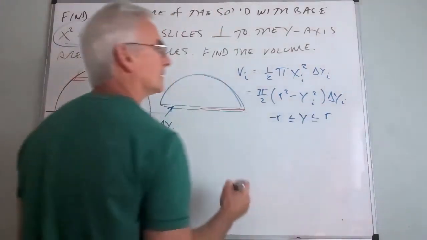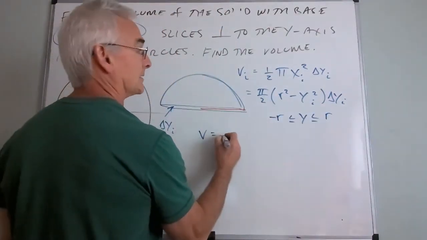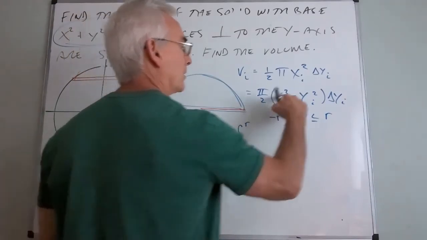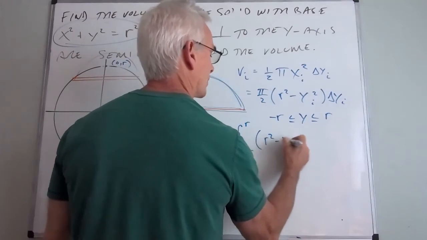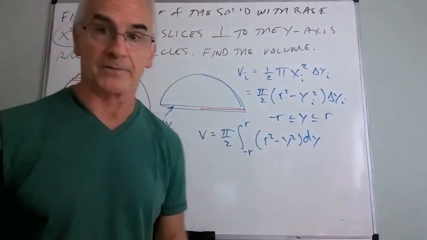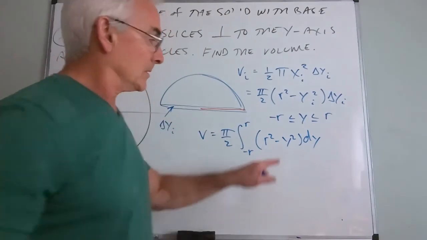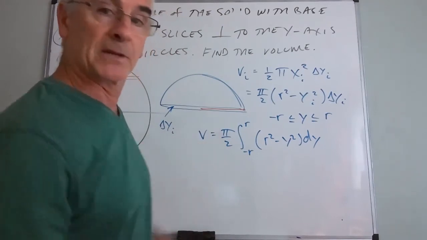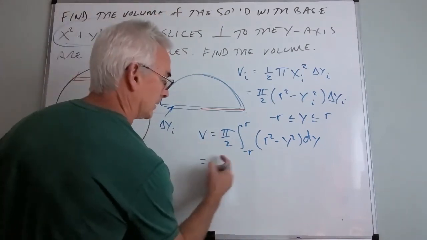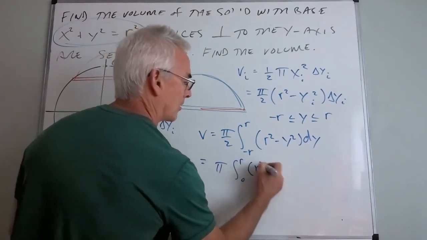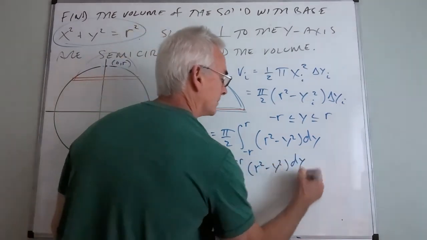Therefore, my volume is pi over 2 times the integral from negative r to r of r squared minus y squared dy. And once again, r is a number. r is not a variable. r is a constant. A constant has degree 0. So this is an even function, symmetric limits. So once again, I can double it. That just makes it pi times the integral from 0 to r of r squared minus y squared dy.